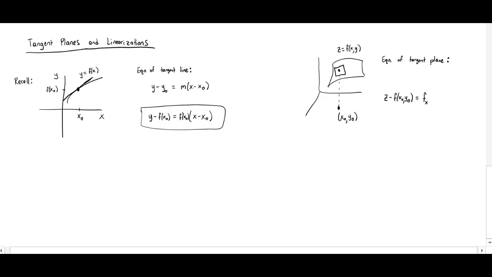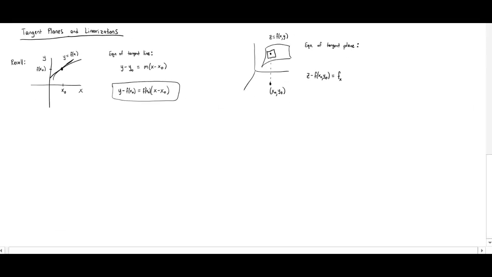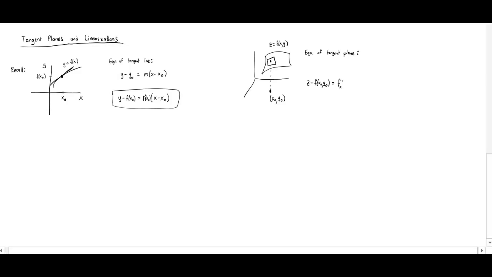I'm going to zoom out a little bit. So we'll have the partial of f with respect to x at the point x naught y naught times x minus x naught. And then we're going to have the same thing but with y. So partial of f with respect to y at this point, times y minus y naught. So then this would be the equation of the tangent plane. Hopefully you guys can sort of see the similarity with the equation of the tangent line.